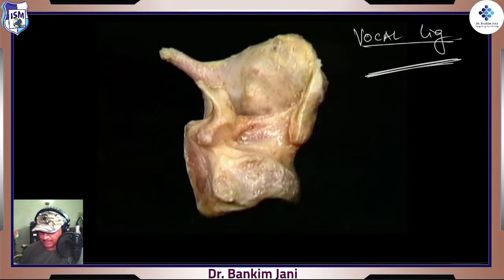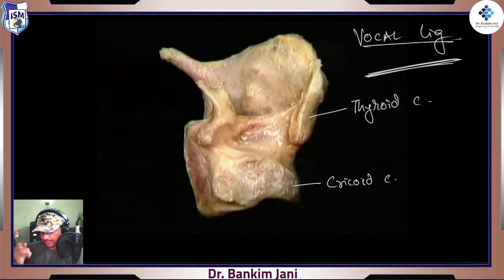Now, first we'll see how that structure is attached. Say this is what? Thyroid cartilage. This is what? That's the cricoid cartilage. And over here, that is the cricothyroid thickened portion. So we said that cricothyroid ligament. Okay. So this is the cricothyroid ligament.